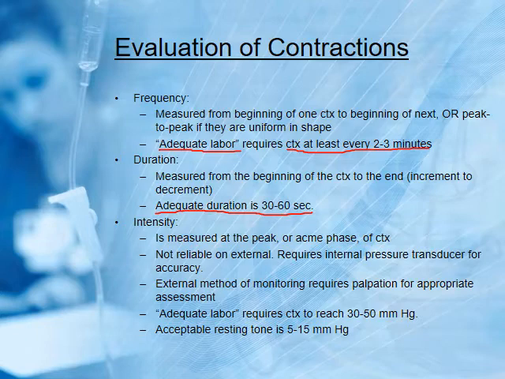The external method of monitoring requires palpation for appropriate assessment, and that is kind of subjective. Yes, we can, if something's rock hard, it's rock hard, but it's hard to properly assess someone who's obese. It is. Adequate labor for intensity requires the contractions to meet this many millimeters of pressure. And for ease in remembering, just think of 50, 50, 50, 45 seconds, 45 millimeters. You get the idea. It's got to be a strength that is strong enough to cause dilatation.